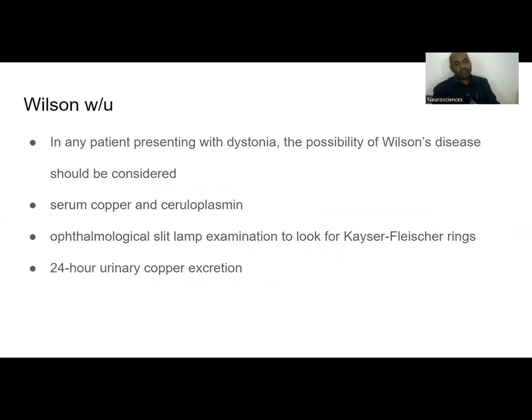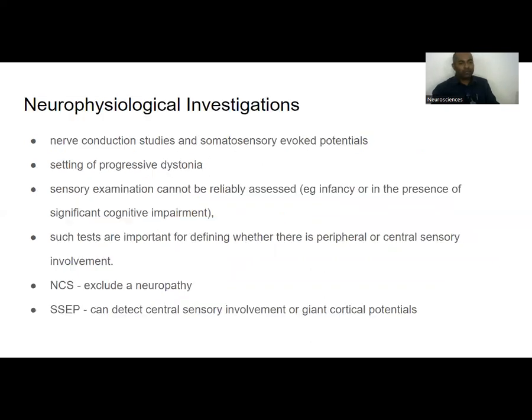Another thing is the Wilson's workup. In any patient presenting with dystonia, we should consider the possibility of Wilson's disease. Copper, ceruloplasmin, slit lamp for KF ring, and 24-hour urinary copper should be sent.